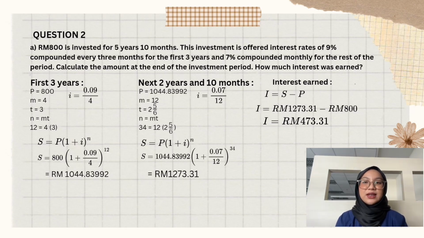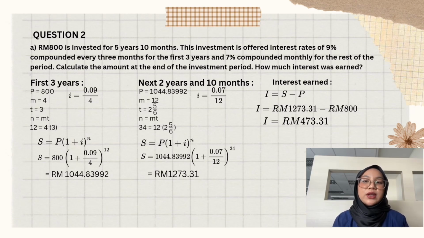For the next 2 years and 10 months, P = 1044.83992, m = 12, t = 25 over 6, n = 34, and i = 0.07 over 12. So using the formula S = P(1 + i)^n, S = 1044.83992(1 + 0.07/12)^34.